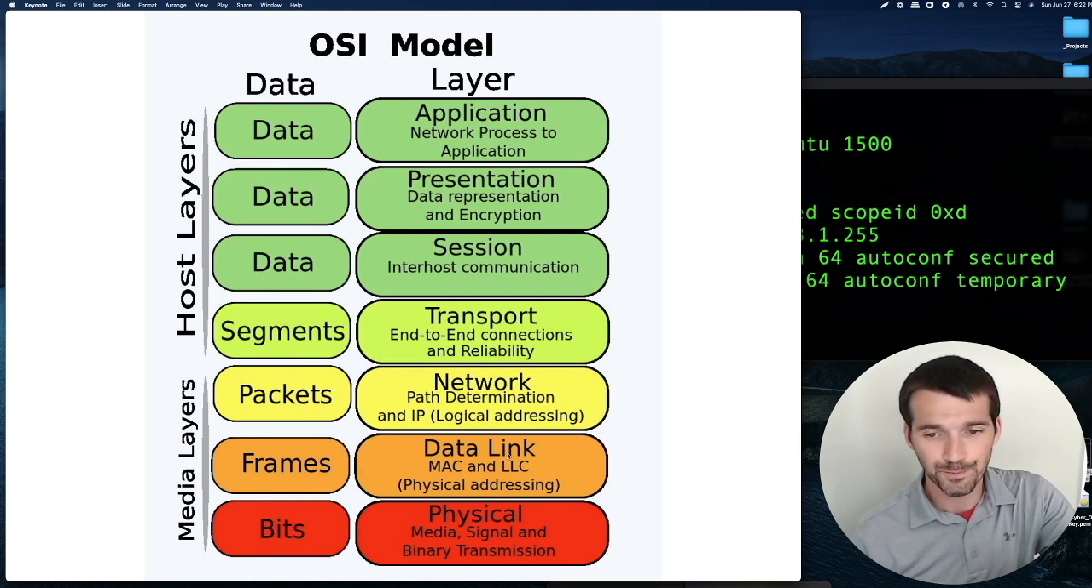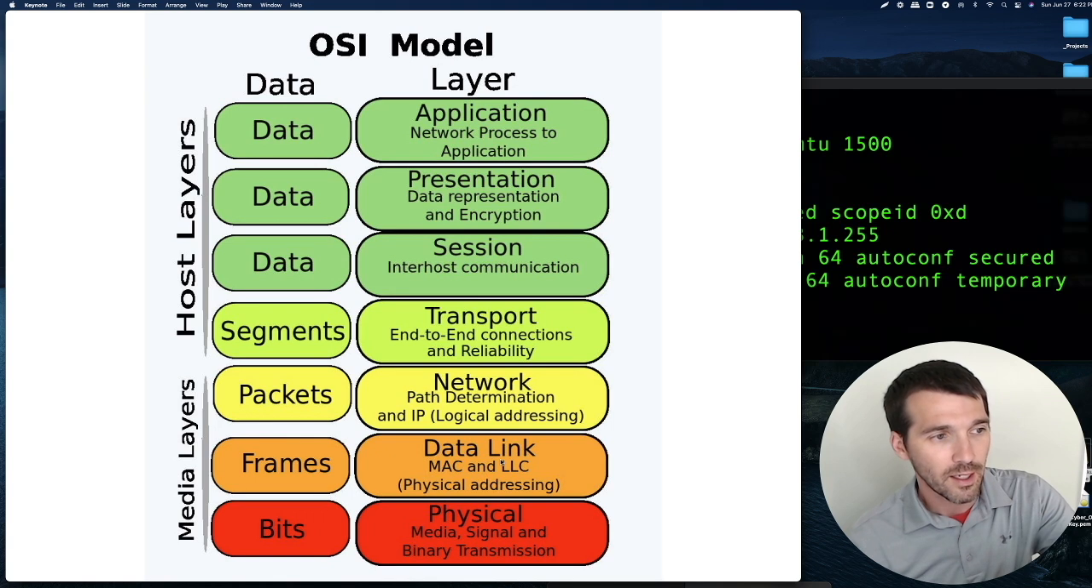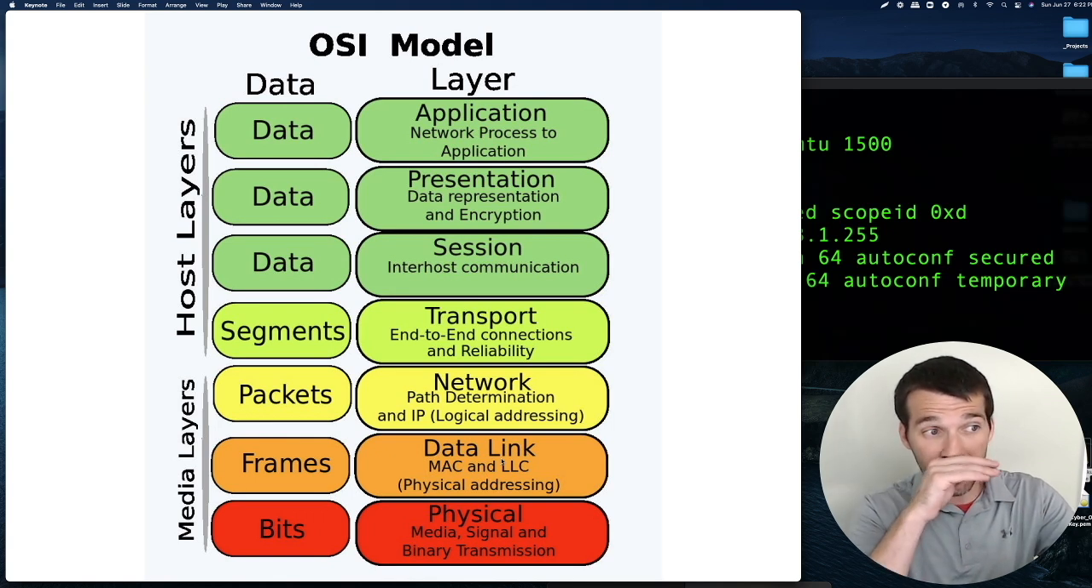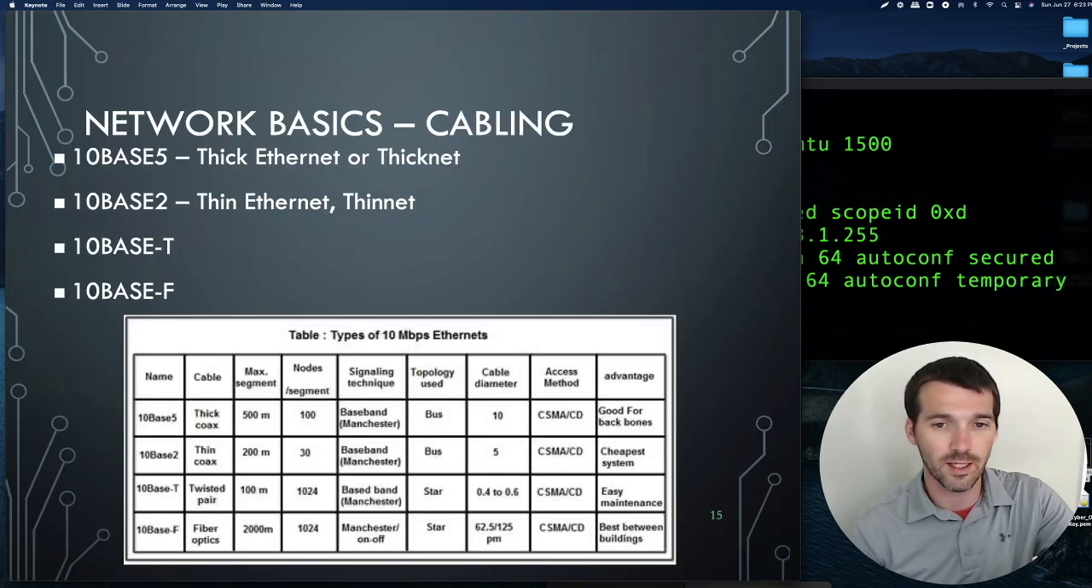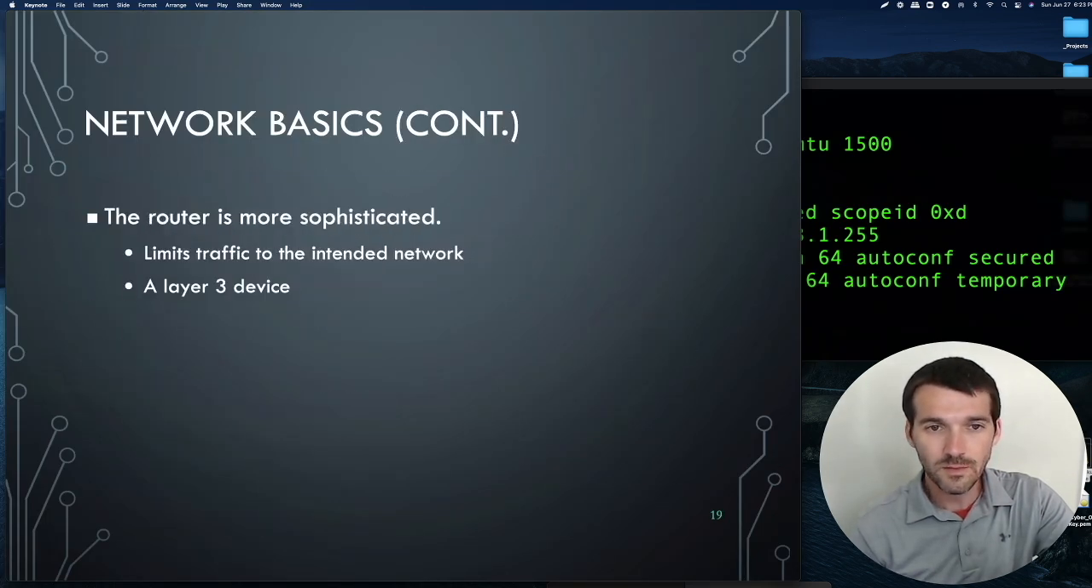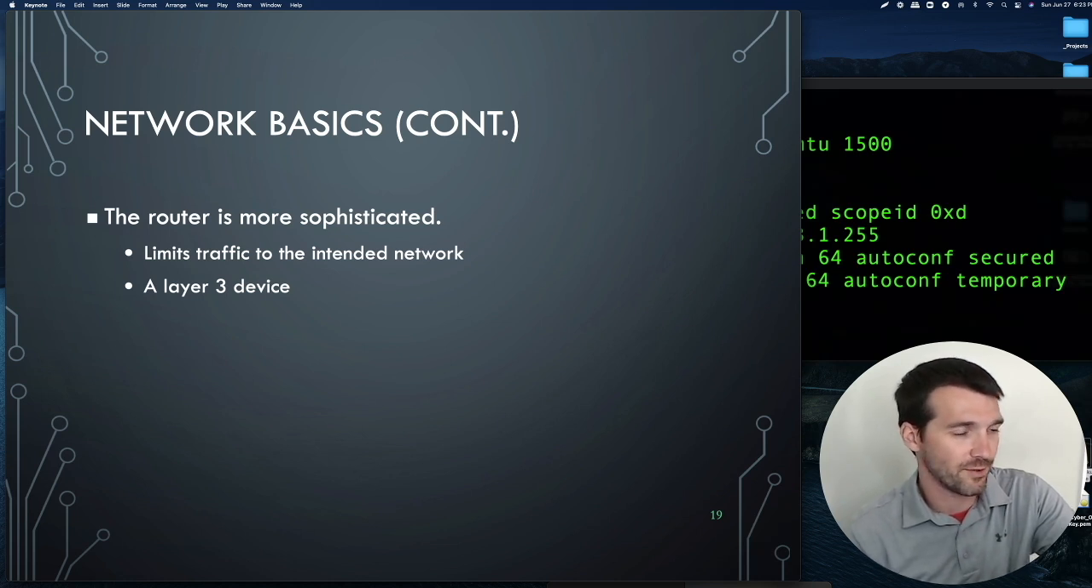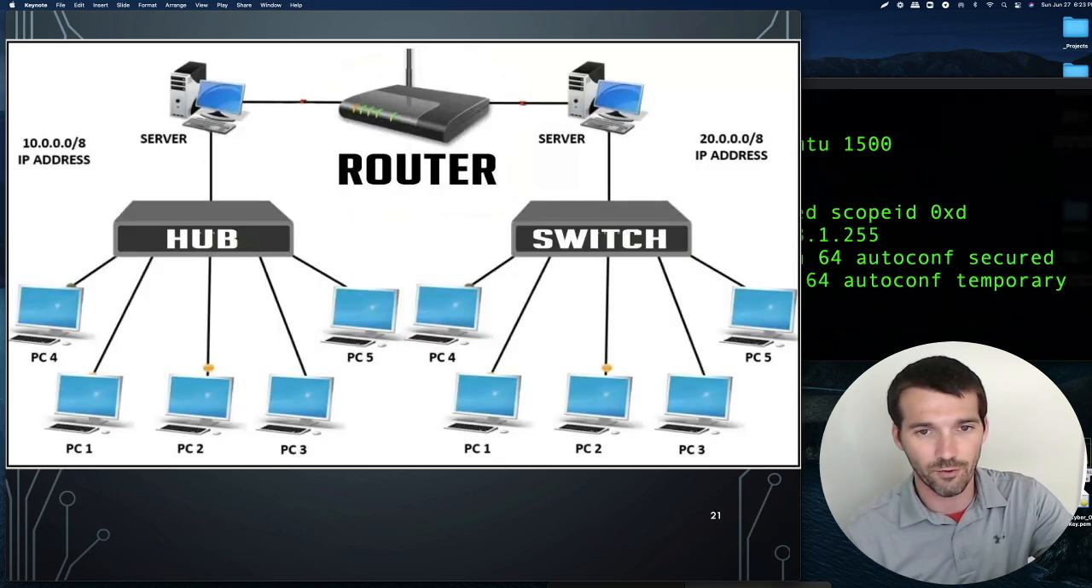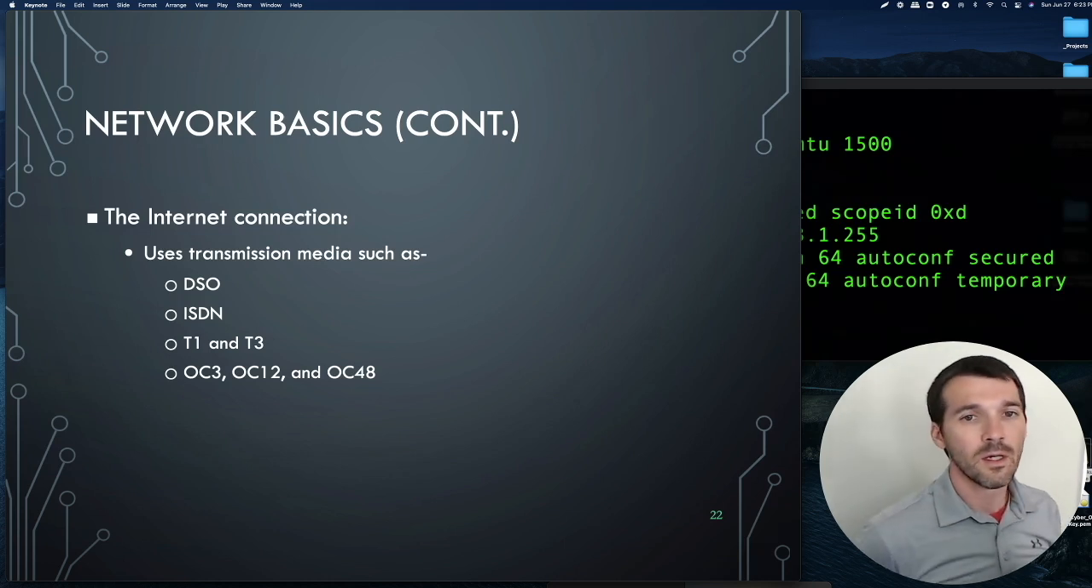Layer 2, with the MAC address, because the MAC address is a unique NIC. If it knows where that unique NIC is, it knows where to send it, so you have less traffic and less noise on the network. And then the router is sophisticated, right? It limits traffic to an intended network, right? Pretty straightforward.